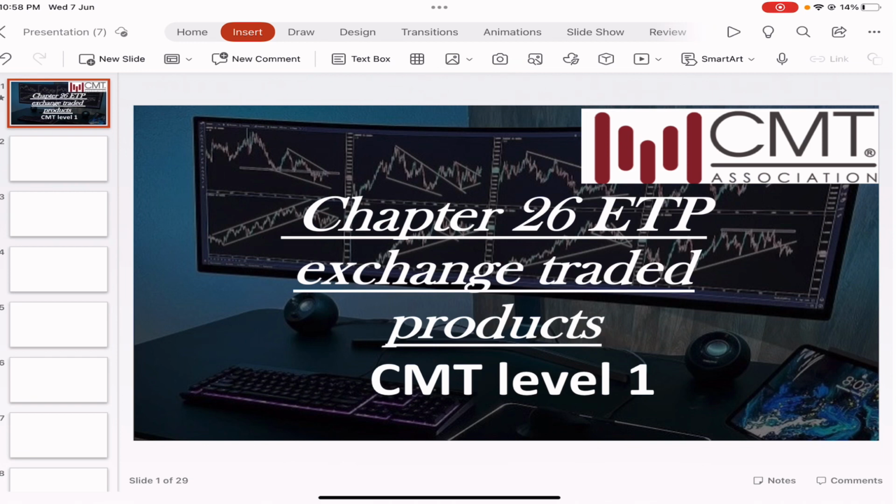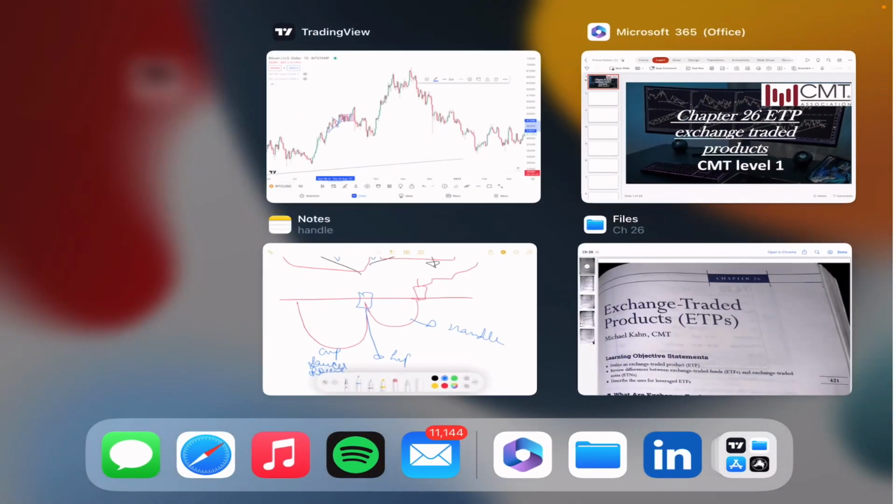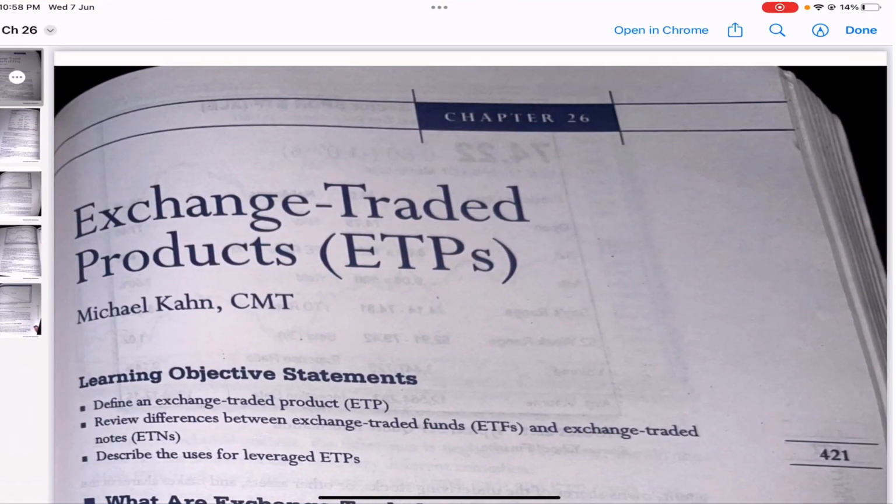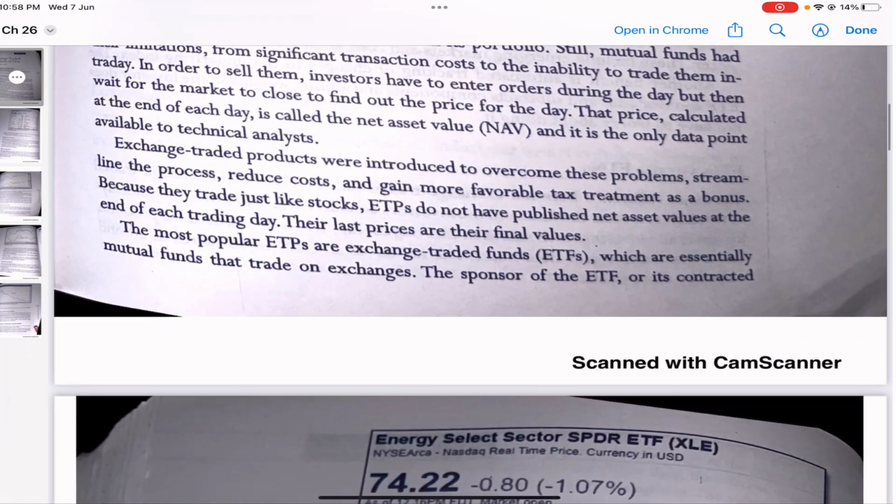Mutual funds had their limitations. Let me start with exchange traded products. Exchange traded products were introduced to overcome the problems faced by mutual funds. So what does an ETP do? An ETP basically reduces costs and gains more favorable tax treatment. I will be showing you the PDF of this chapter, and we'll be doing this chapter from there.